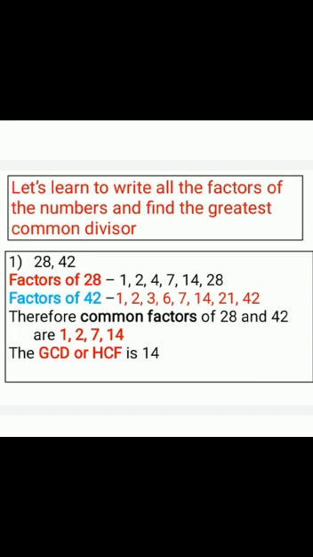Now, from the factors of 28 and 42, first you are going to take out all the common factors. So, the common factors of 28 and 42 are 1, 2, 7 and 14. Then you are going to see which is the greatest common divisor, or the highest common factor, from the common factors. Which is the highest common factor here? 14. So, you can say that the GCD or HCF of 28 and 42 is 14.